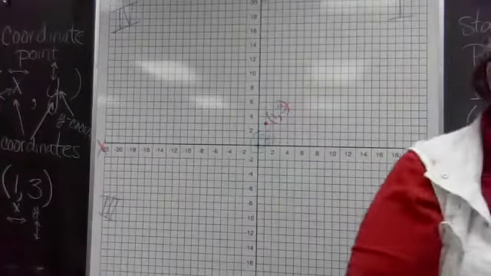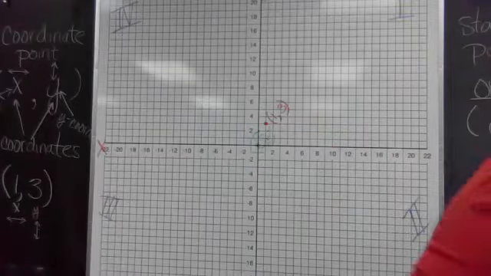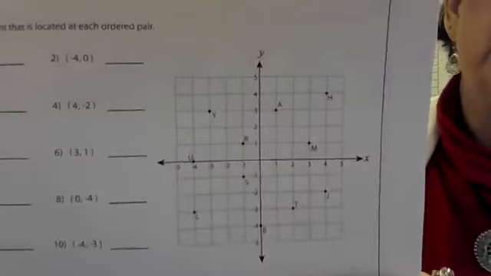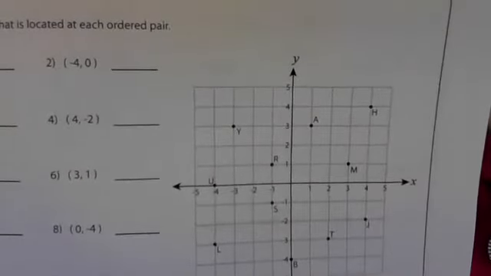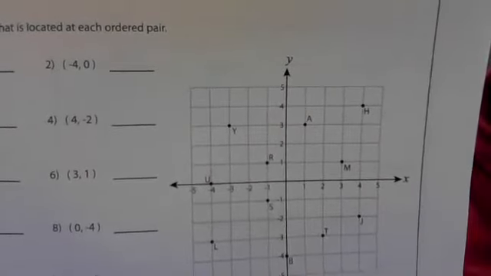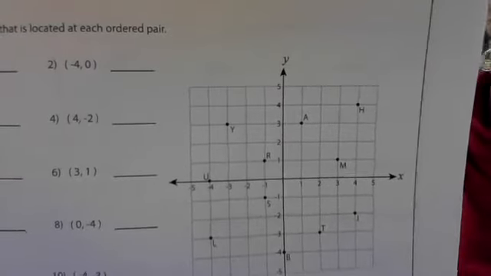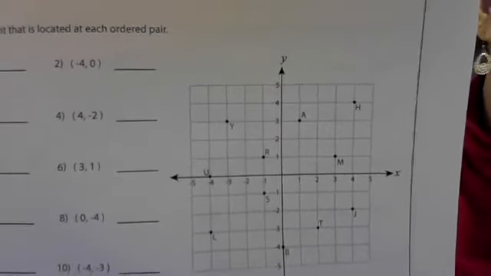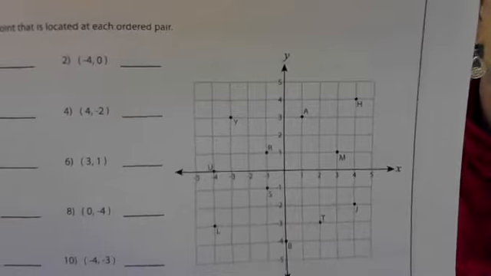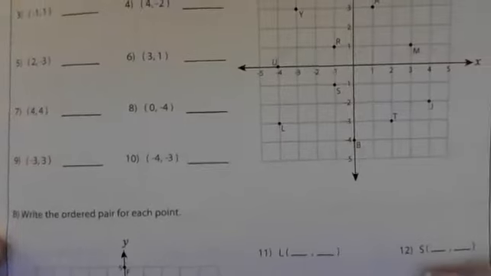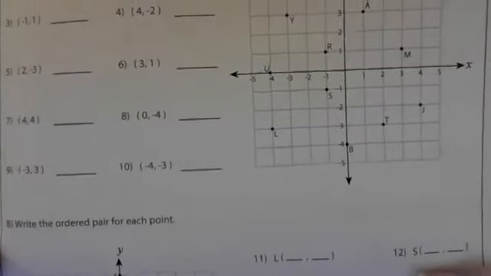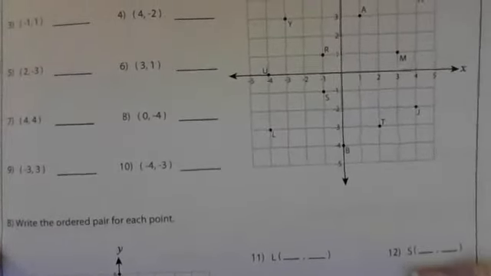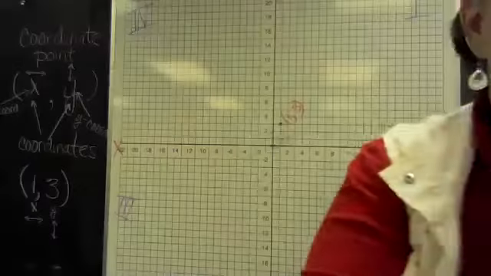So on your paper, which point is at 1, 3? A. A, that's exactly right. Point A is at 1, 3. Let's do one that has a negative in it. Let's look at number 10. Okay, number 10 is -4, -3.